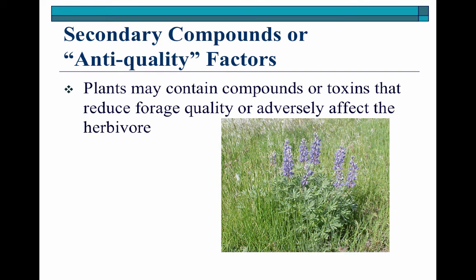So for example, this picture here, this is lupin, and when ingested in high enough quantities, lupin can actually be very toxic to the animal and can result in death. But it also has major implications for reproduction because if it is consumed within about a 20-day period from day 35 to 55 of gestation, the calf can actually be severely deformed.